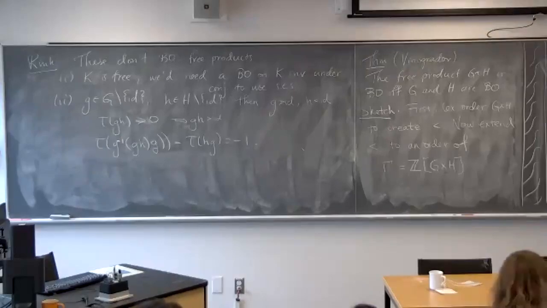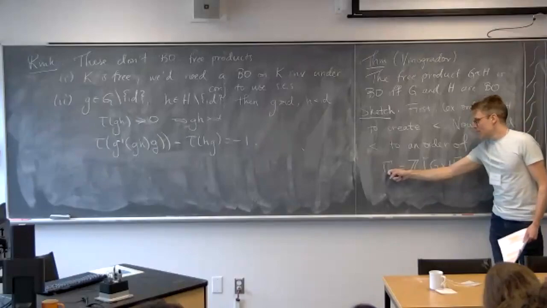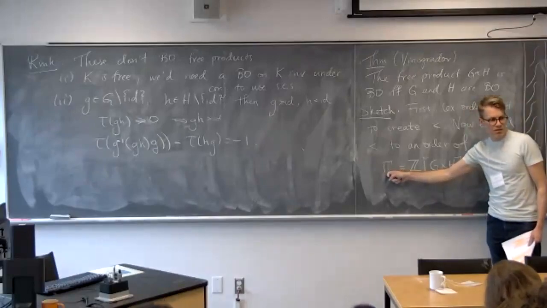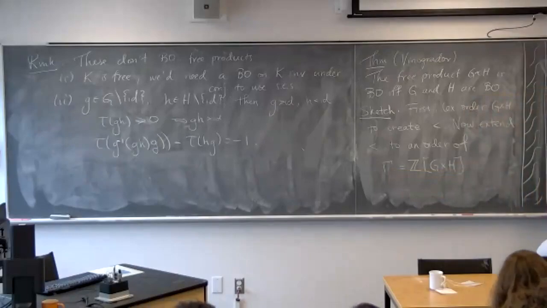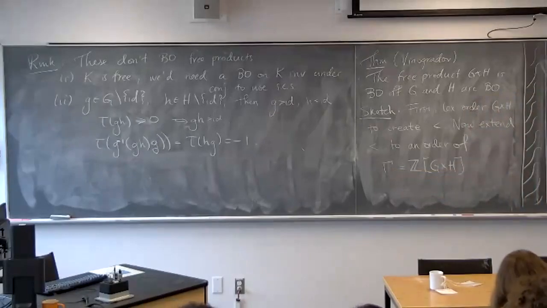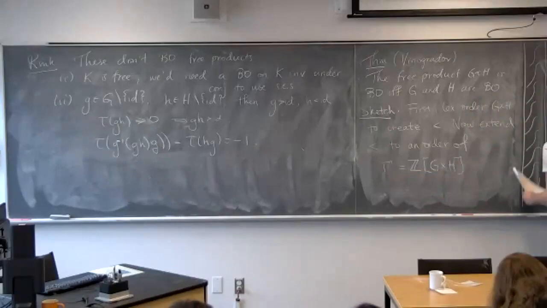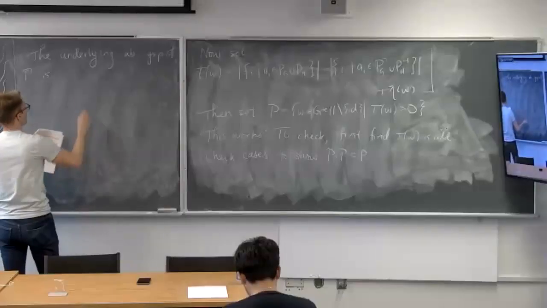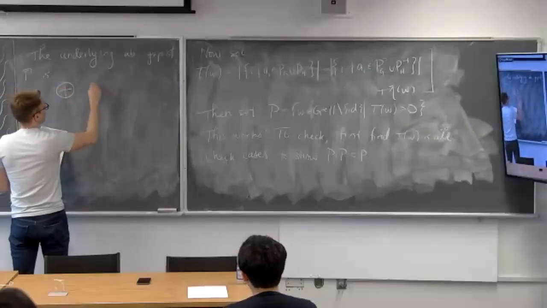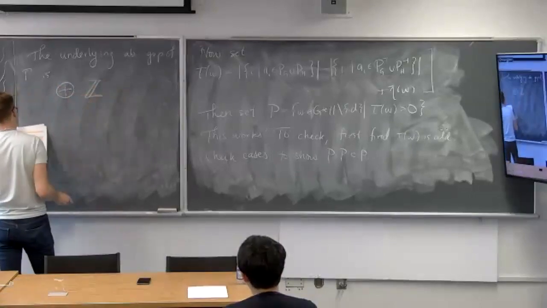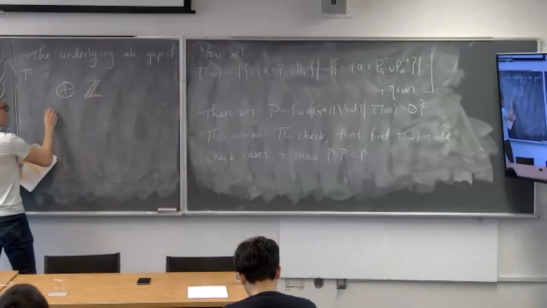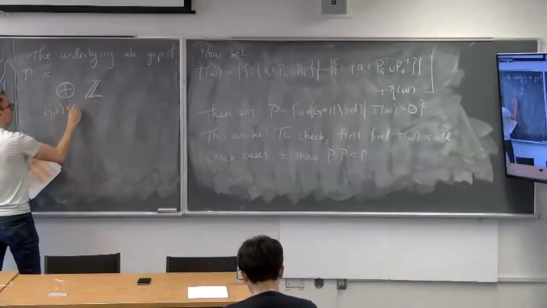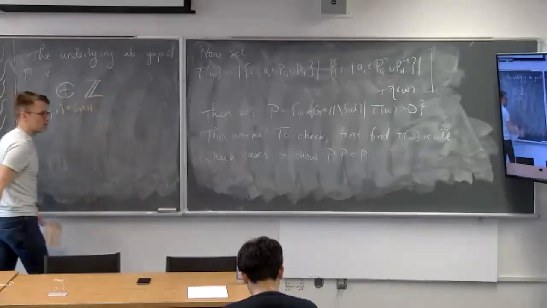The way to do it, or a way to easily think about it, is to think about the underlying abelian group of gamma. The underlying abelian group of gamma is this great big sum of copies of the integer. The integer is indexed by elements in the direct product.